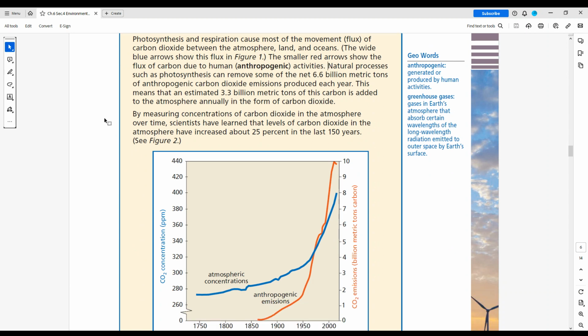Natural processes such as photosynthesis can remove some of the net 6.6 billion metric tons of anthropogenic carbon dioxide emissions produced each year. This means that an estimated 3.3 billion metric tons of this carbon is added to the atmosphere annually in the form of carbon dioxide. By measuring concentrations of carbon dioxide in the atmosphere over time, scientists have learned that levels of carbon dioxide in the atmosphere have increased about 25% in the last 150 years. See Figure 2 below.